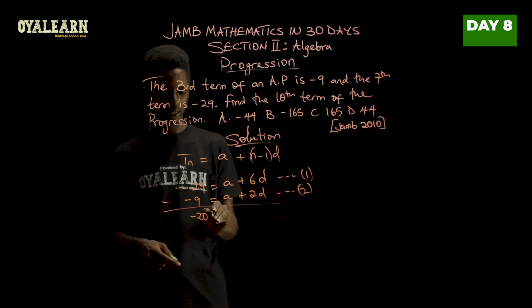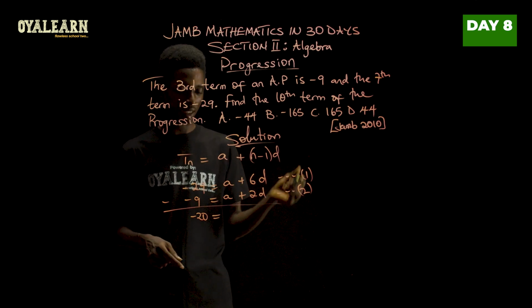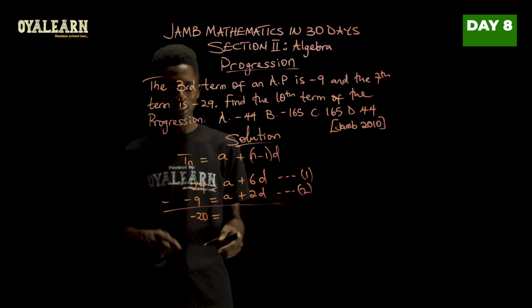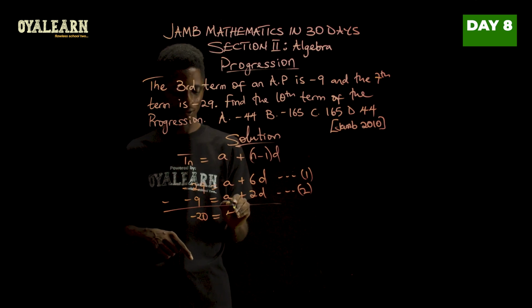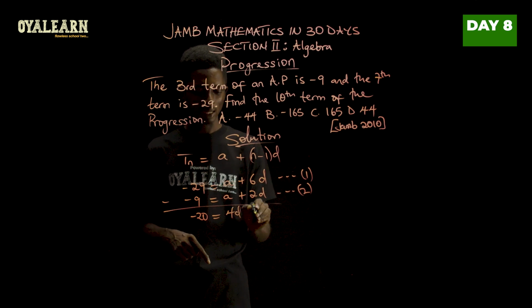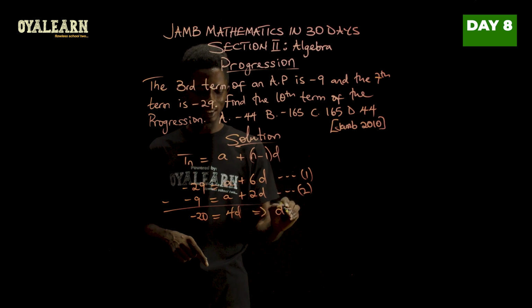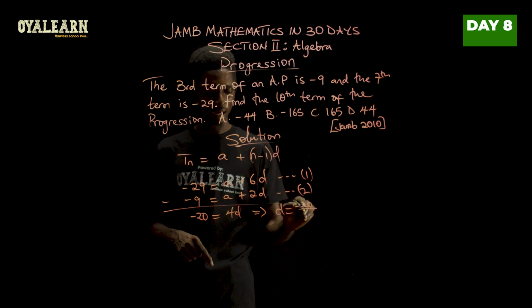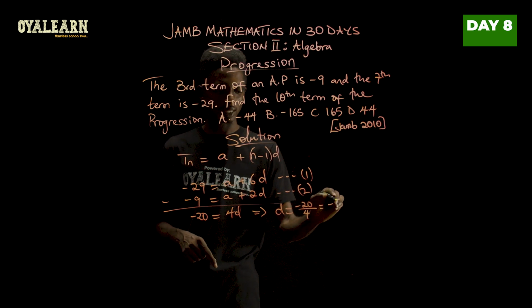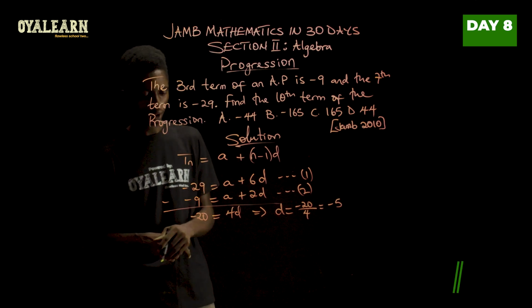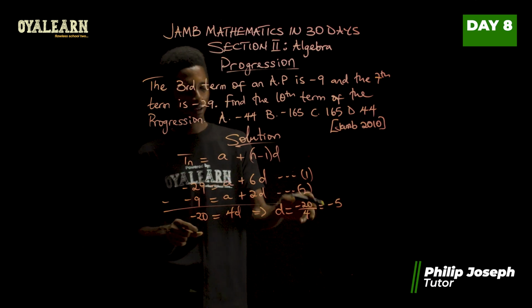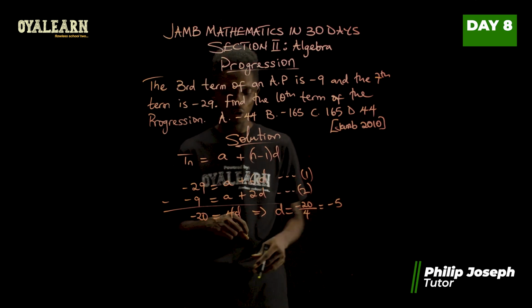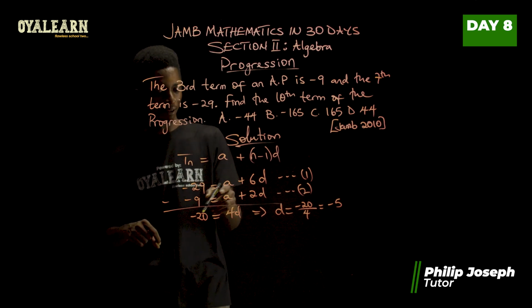So we have negative 20 equals A minus A is 0. So 6D minus 2D, that is 4D, right? And what this implies is that D is negative 20 over 4, and this will give us negative 5. Okay? Now that we have the common difference, let's go on to find the first term.